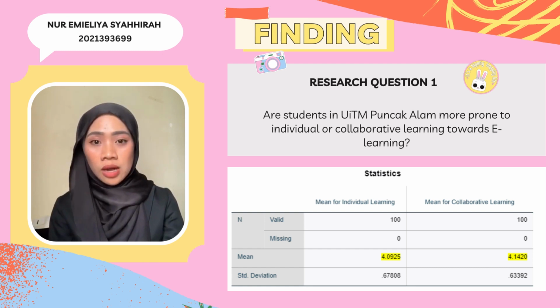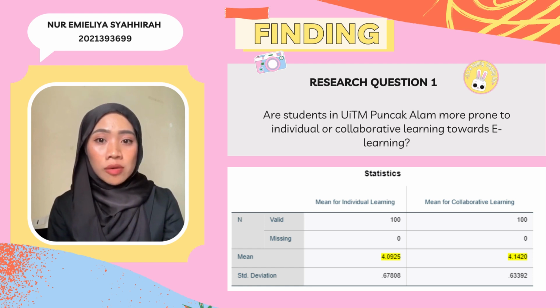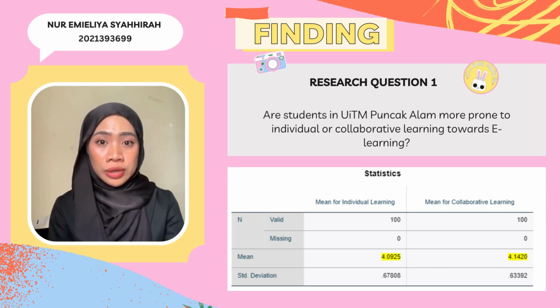Next, in Chapter 4, I will report on the findings of the results obtained from the study. I will explain frequency from the statistics. Students in UiTM Puncak Alam are more prone to collaborative learning, as the highest mean shown in the table is 4.1420 compared to the individual learning mean score which is only 4.0925.